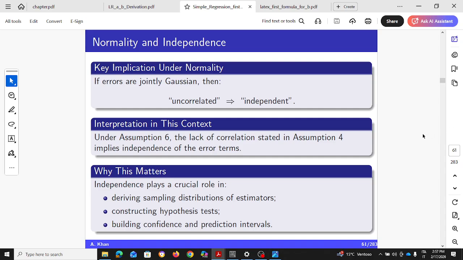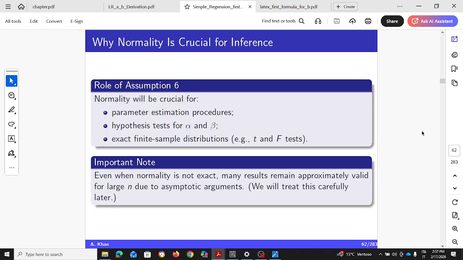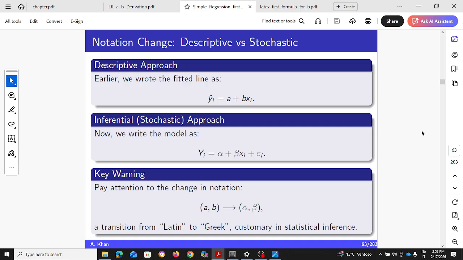And we can relate this assumption to the previous assumptions. Now, normality here is crucial. And we will see this when we do hypothesis tests and for the confidence intervals, for the t-values. This normality will play a key role.